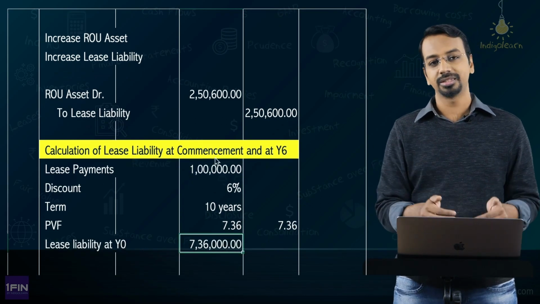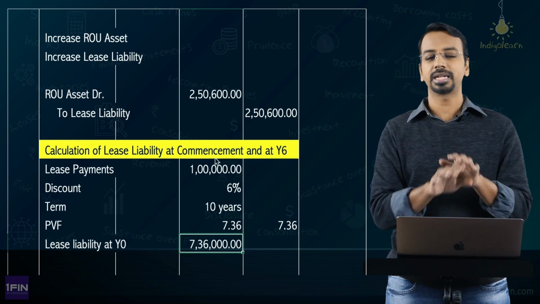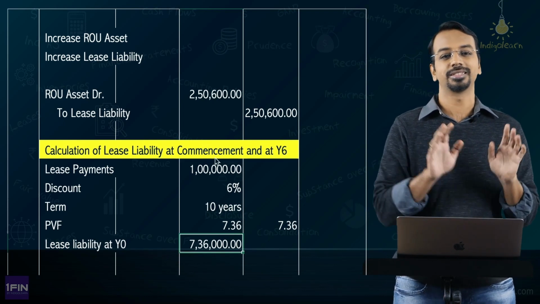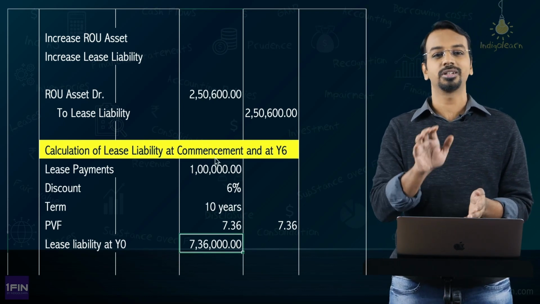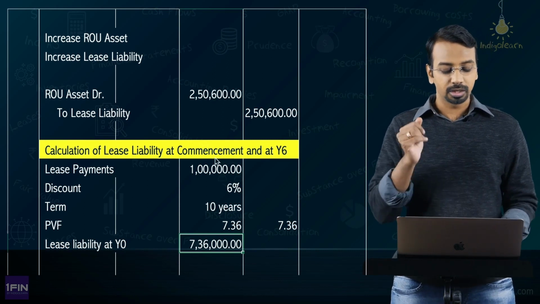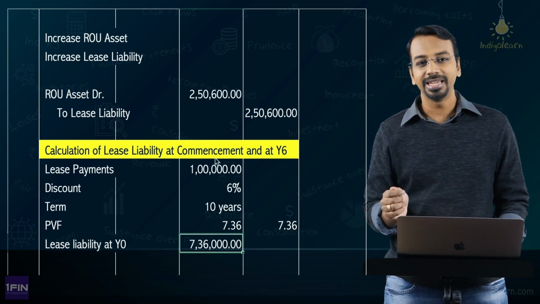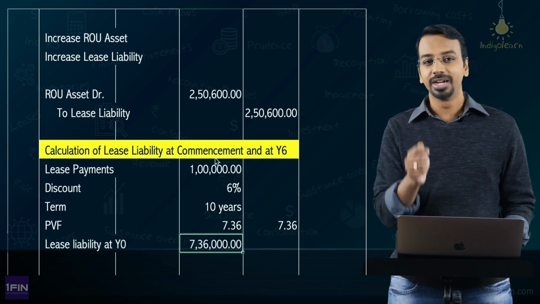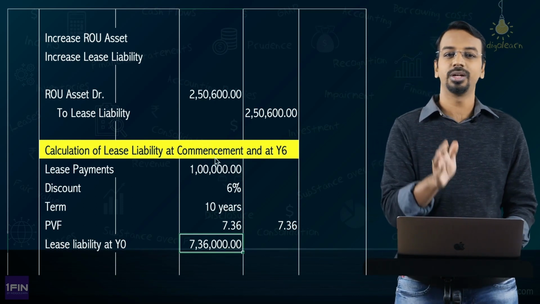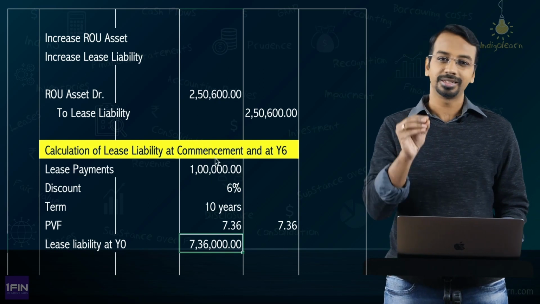Okay. Now this 7,36,000 you can get by preparing a table also, but I don't suggest you do that unless it is asked in the question or unless it is not an annuity related question, right? Now what do we do? The 7,36,000 of lease liability we will increase with the interest and we will reduce with the lease payment. Calculate the closing balance at year 6.